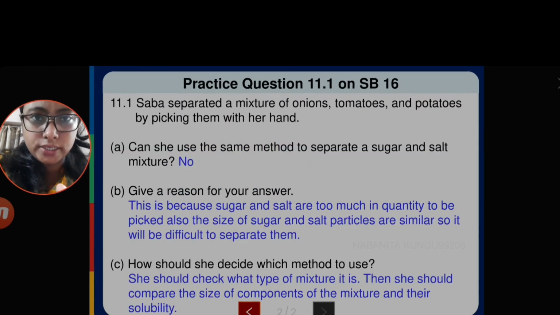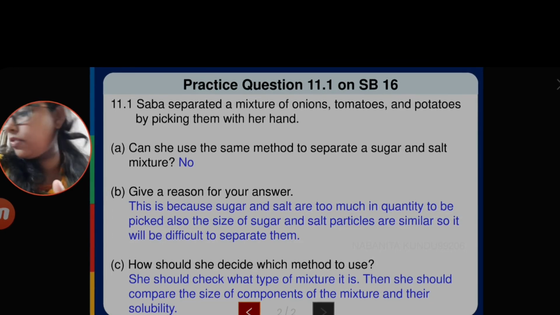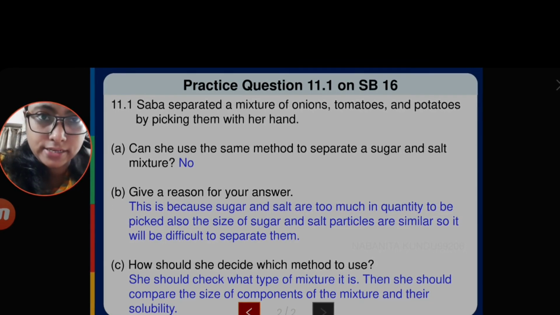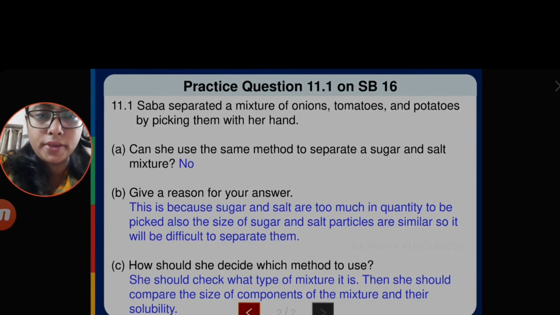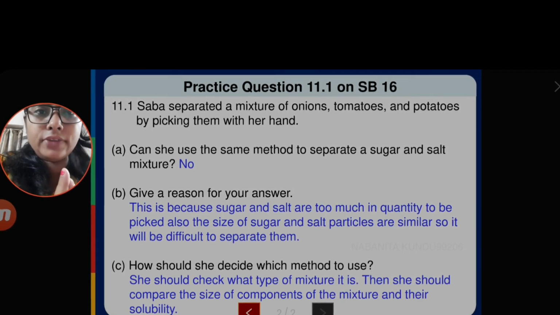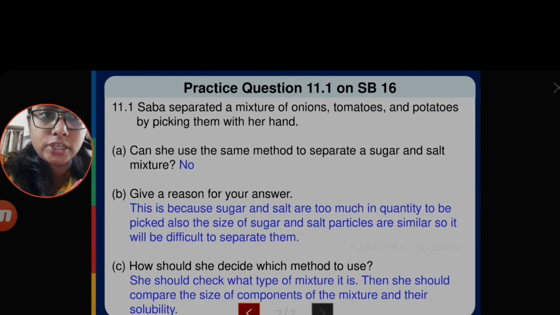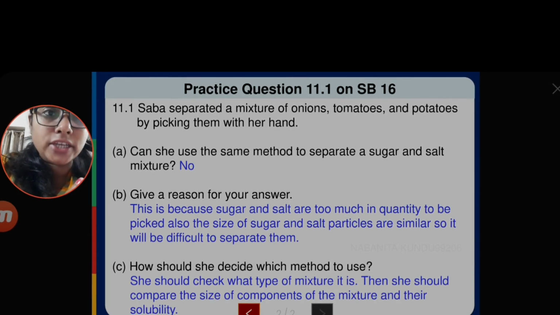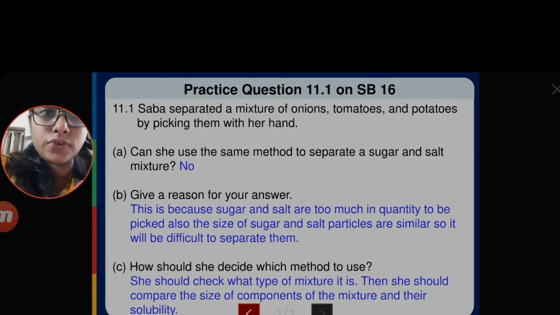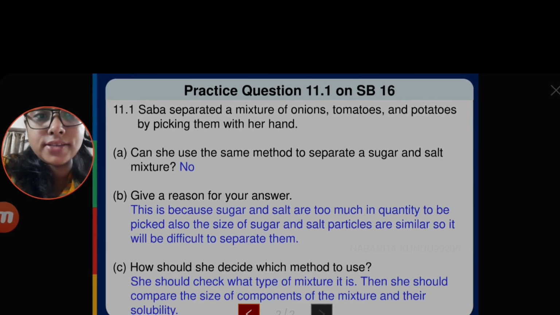Okay, so here some questions are given. From your book, the page number is 69. From this book you will write down the answer in your copy. 11.1, there are 3 questions given. Seba separated a mixture of onion, tomatoes and potatoes by picking them with her hand. Can she use the same method to separate a sugar and salt mixture? No, obviously. Give a reason for your answer.